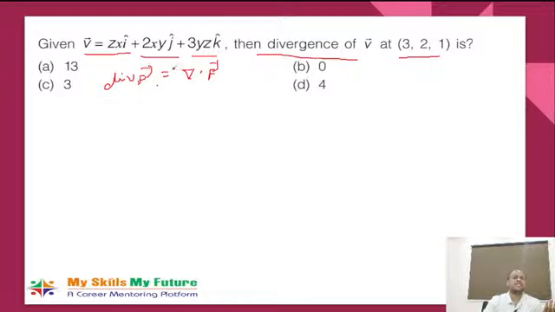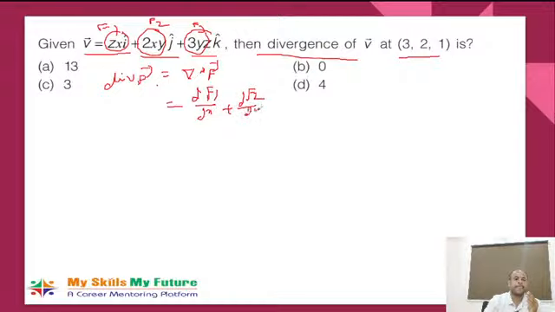F bar is nothing but f1 i cap plus f2 j cap plus f3 k cap. This is f3, this is f2, this is f1. So after taking the dot product, you know i cap dot i cap is 1, j cap dot j cap is 1, k cap dot k cap is 1. So simply del dot f bar becomes dou f1 by dou x plus dou f2 by dou y plus dou f3 by dou z. Simply partial differentiation is required.